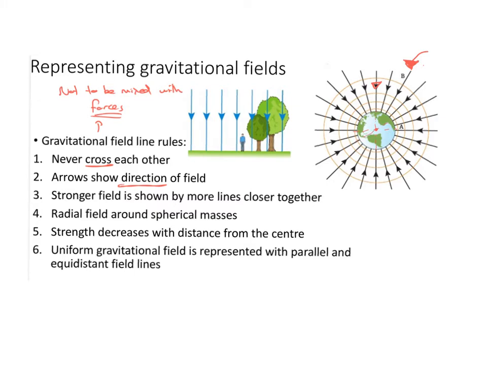Stronger field is shown by more lines closer together. That's why we don't draw infinite lines. So if I wanted to show a stronger field, I will have to draw more lines. So you can see that at this point now I have more lines per unit area.